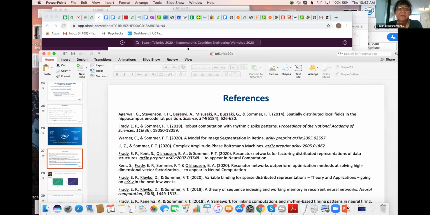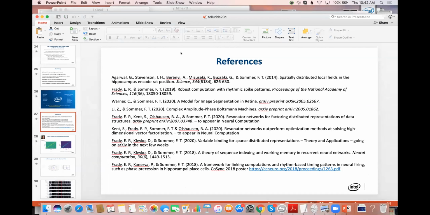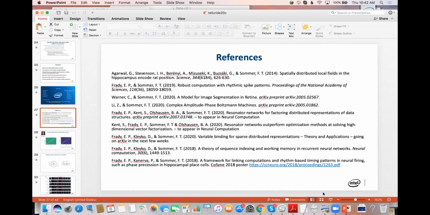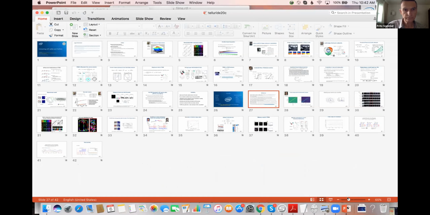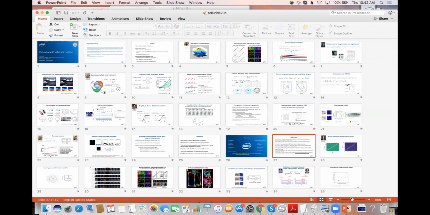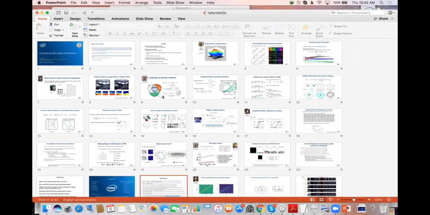Let me first. Can you go to the slide sorter view? Yeah. And zoom it out so you see everything. Okay, yeah, there you go. So we'll just ask on Slack now. Let me try to get the Slack here.